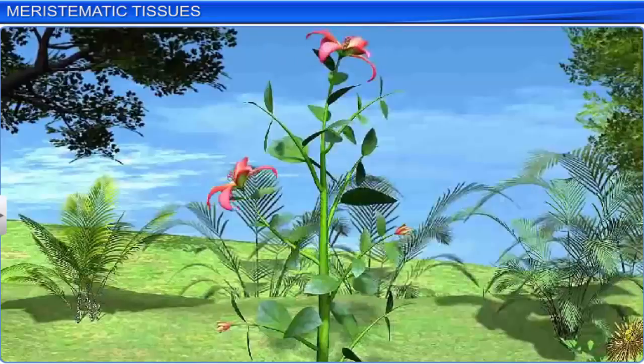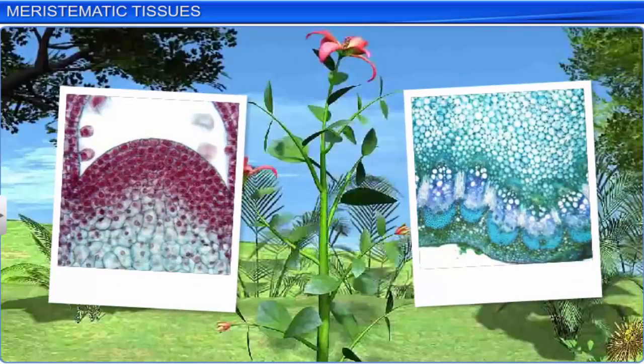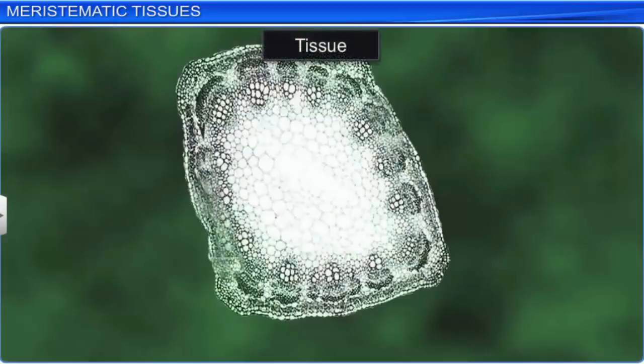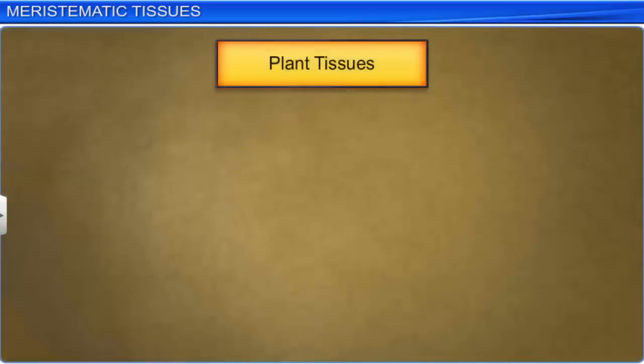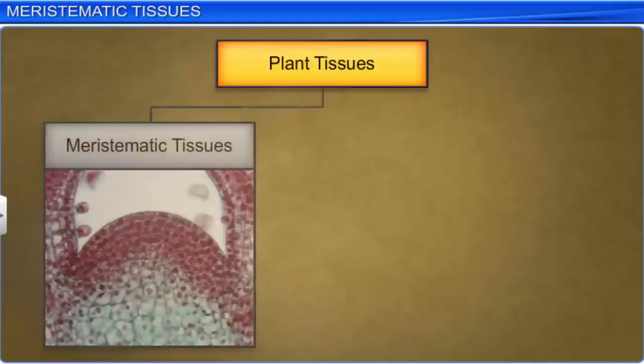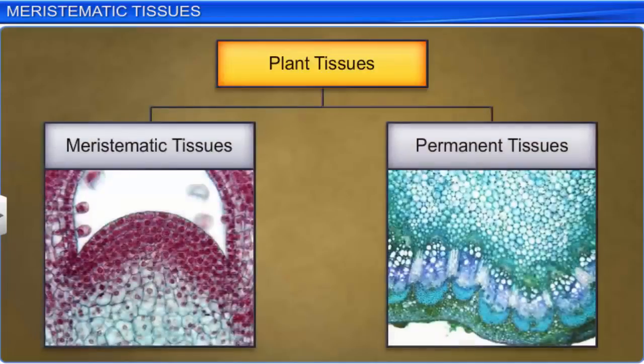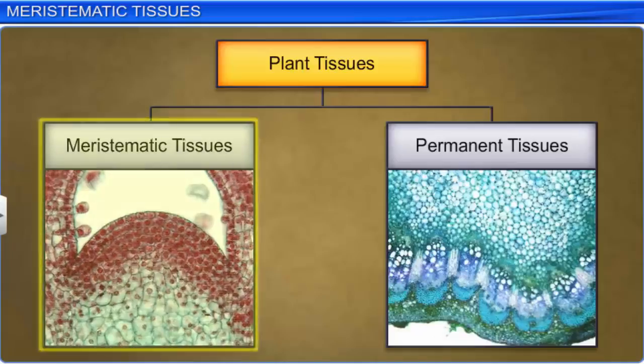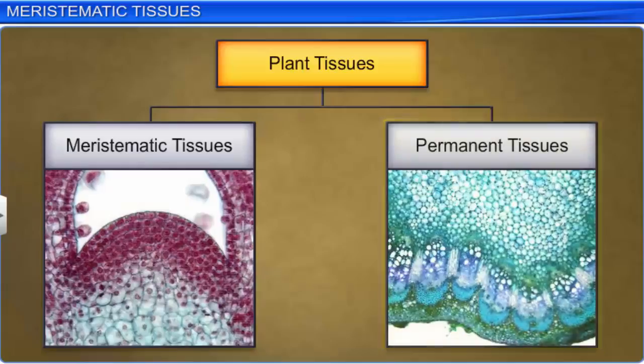A plant is formed of different types of tissues. Tissue refers to a group of cells that have a similar structure and perform the same function. There are two main types of plant tissues: meristematic tissues and permanent tissues. Meristematic tissues undergo active cell division, while the permanent tissues do not undergo any division.